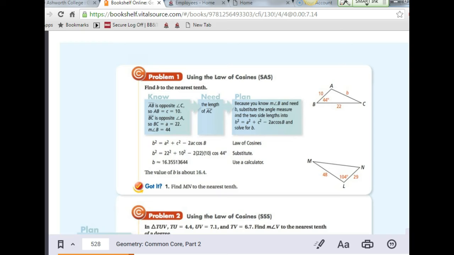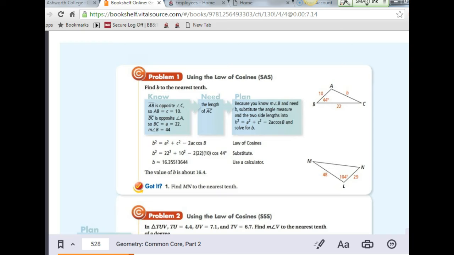Now, before you jump into this, you may want to read page 526 and 527 that explains kind of how the law of cosine works and how it comes about. I just wanted to go into actually how to work one of the problems. And look at the blue, because this is what needs to take place in your brain.